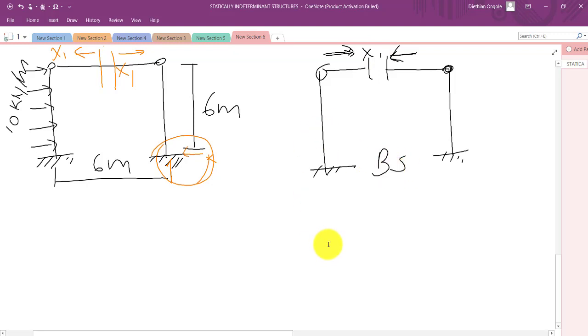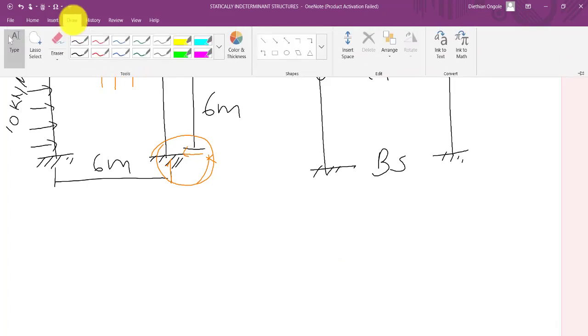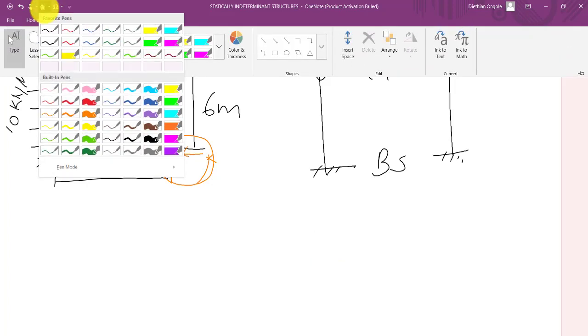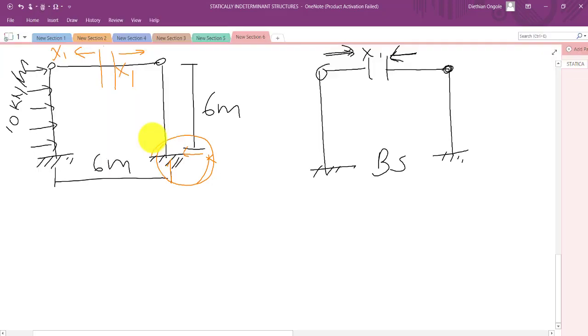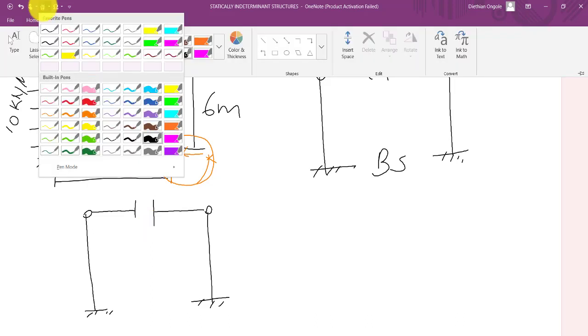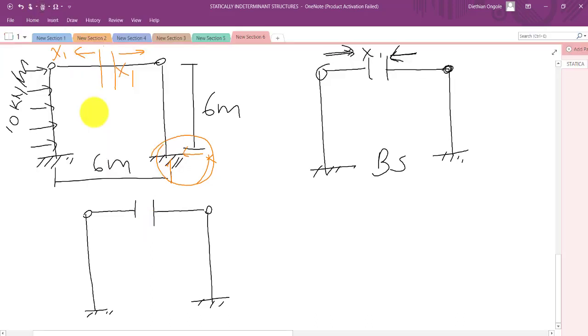So after doing that, we said we have to come and draw the bending moment diagrams due to the original loading, and then the bending moment diagram due to the action of the unit force. The bending moment diagram due to the action of the original loading would be as follows. We don't have a force here on the original loading, so we can see that here it's being acted upon by a distributed load of magnitude 10 kilonewtons per meter.